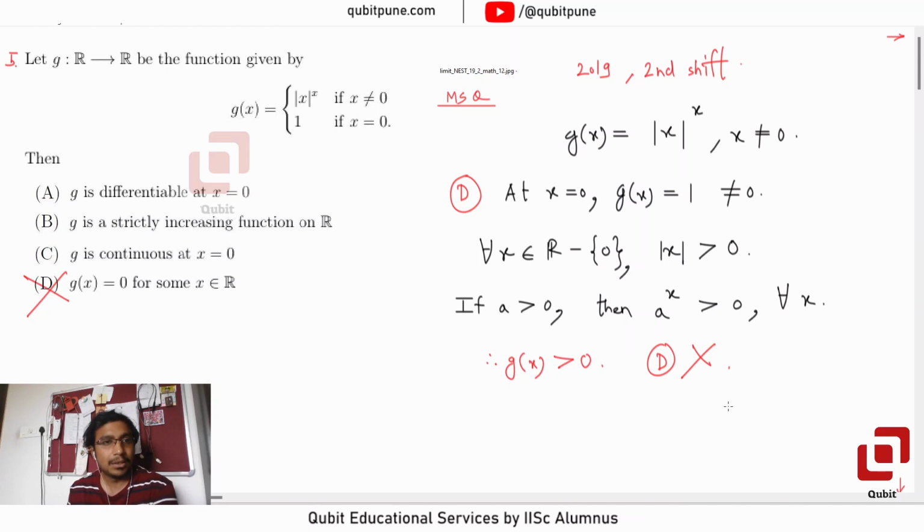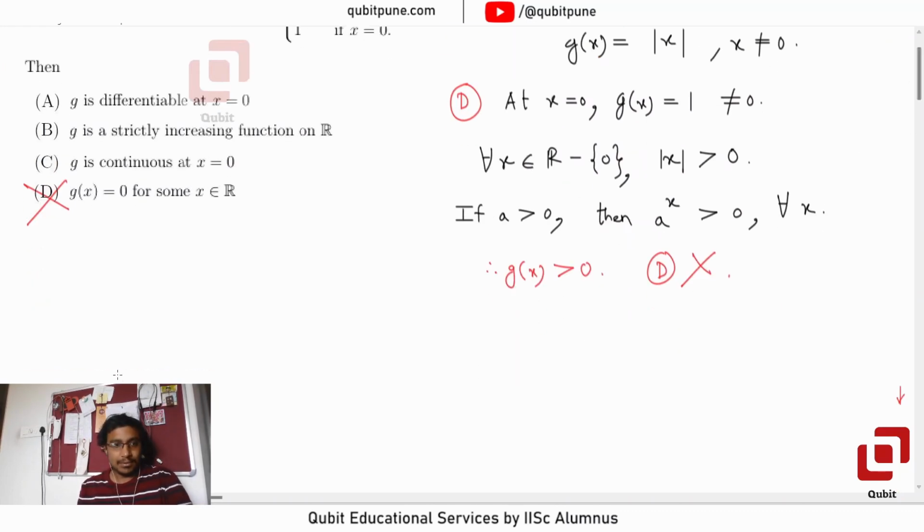Now let us go for option C, because logically domain and codomain range come first, then continuity, then differentiability, and then strictly increasing function and all that stuff. It says g is continuous at x equal to 0. Let us first find the right hand limit. Let's call it L1.